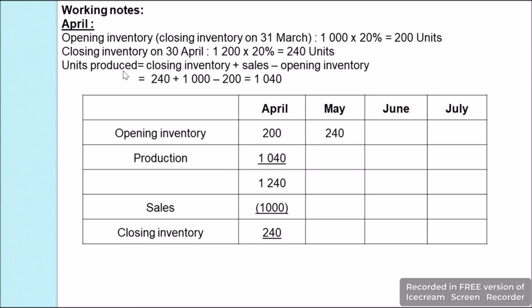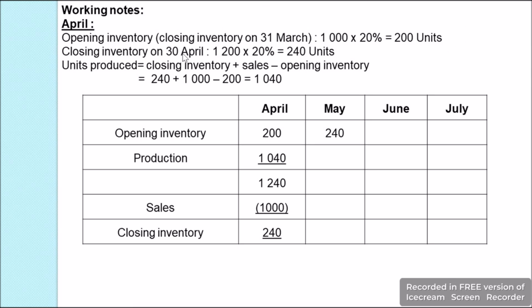Here we will start with the opening inventory. The opening inventory will be the closing inventory of March 31st. It is given that at the end of every month they will have a closing inventory equal to 20% of the coming month's sale. So in the month of March, the sales of April, which was given as 1000, 20% of this will be the closing inventory for March. So 1000 times 20% will be 200 units. This will be the closing inventory for the month of March and the opening inventory for the month of April. So in April, we are going to take the opening inventory as 200 units.